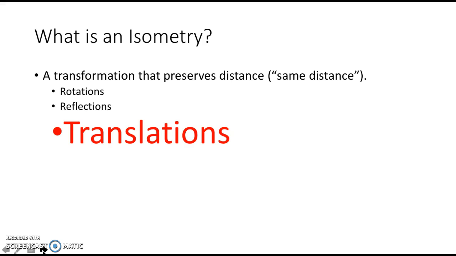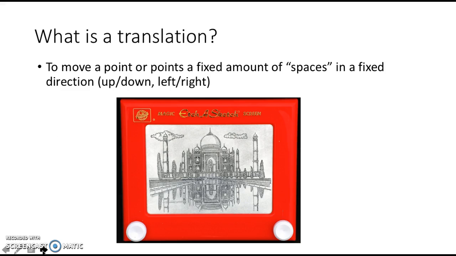In this video, we are going to focus on translations, specifically translations in Etch-a-Sketch geometry and why they're all isometries and preserve distance. The definition of translation is to move a point or numerous points a fixed amount of spaces in a fixed direction, up, down, left, or right. This definition remains the same in Etch-a-Sketch geometry.